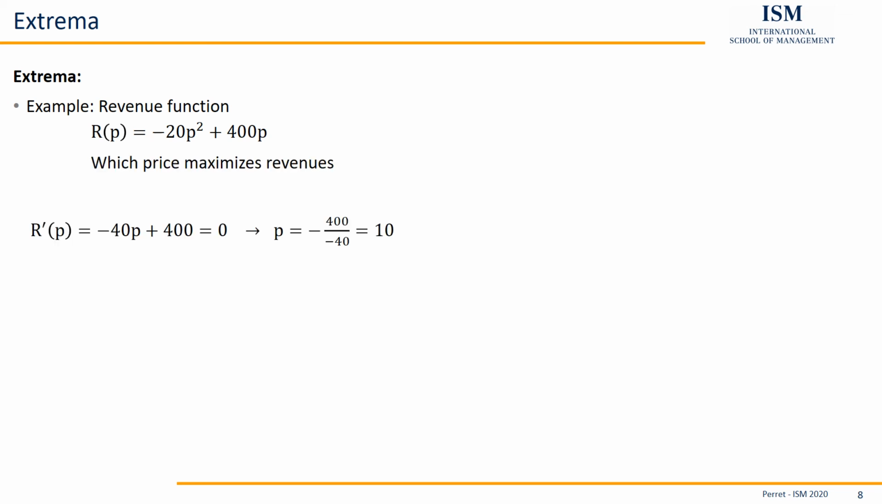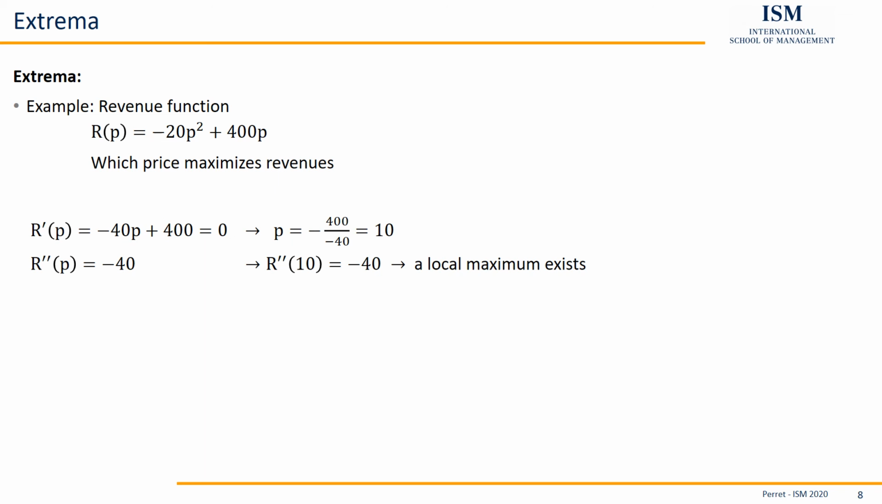So we calculate the first derivative, which is minus 40p plus 400. Then we can solve for p, giving us a p of 10. And we calculate the second derivative, which here is just minus 40. As minus 40 is always negative, the result will always be a maximum. So we have a local maximum at a price of 10, which then is basically the solution to this exercise.